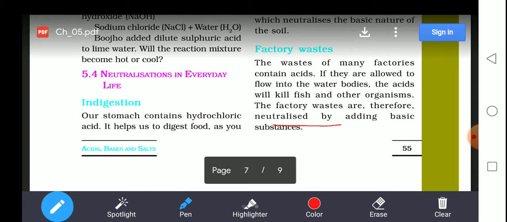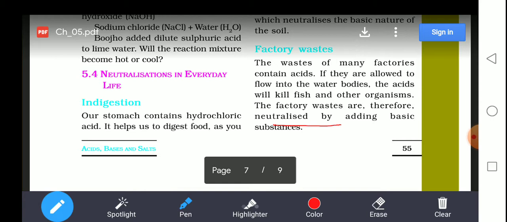The waste which is produced in the factories most probably contains some acidic solution, acidic chemicals. If this solution is released directly into the water bodies where the aquatic animals, fish and all the plants are living in the water, they may get affected and they will be killed.